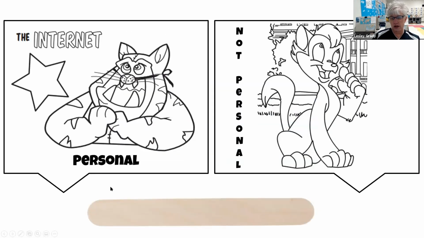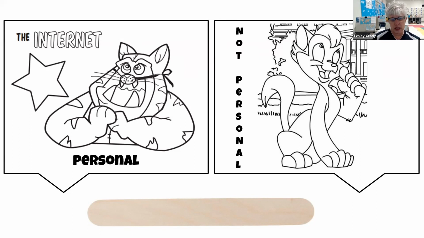Also, Faux Pas has coloring pages that you can download. This one I created into a game where they were to turn the card, whether it was personal information or not personal information. And these are the 2 characters from the video. So they color the characters, cut them out, put them on a popsicle stick, and then we go through what is personal information and examples of what is personal information and what is not personal information.